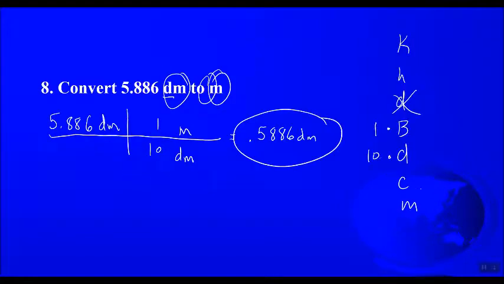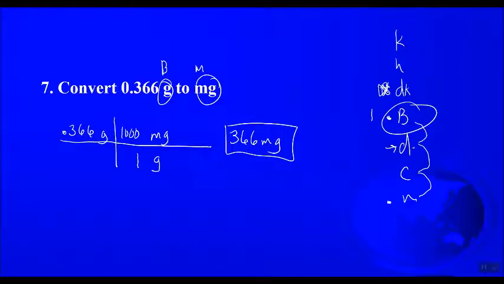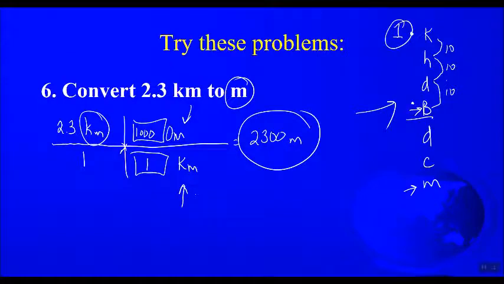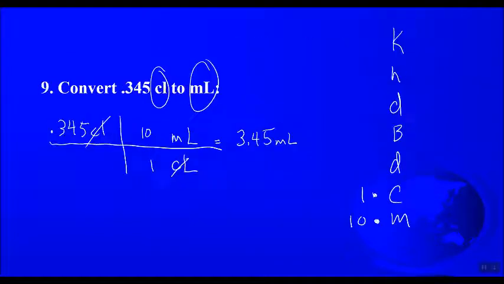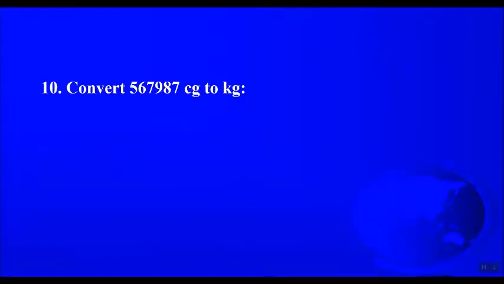You know what? I forgot to do that. Let me just be consistent. When you have the same unit in the numerator and the denominator, what happens? They get crossed out. All right, things are getting more interesting.